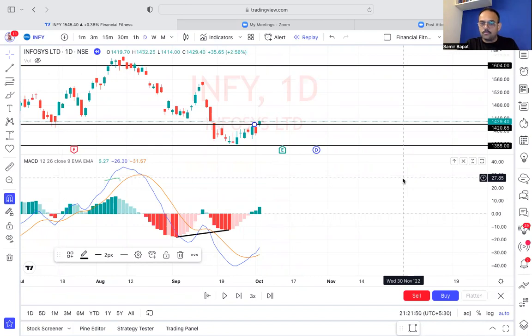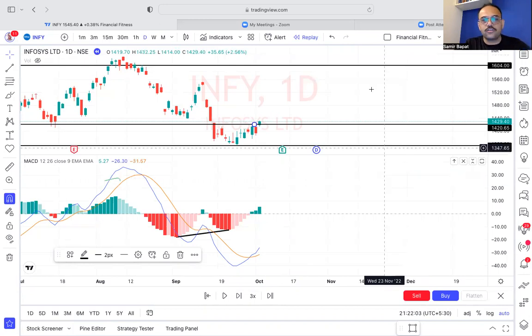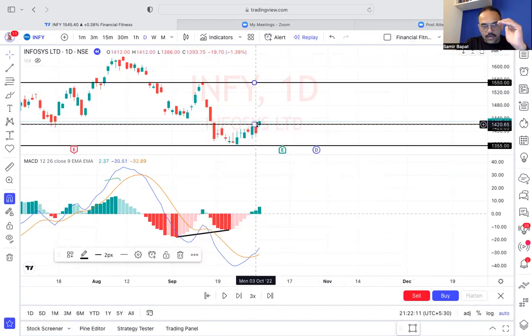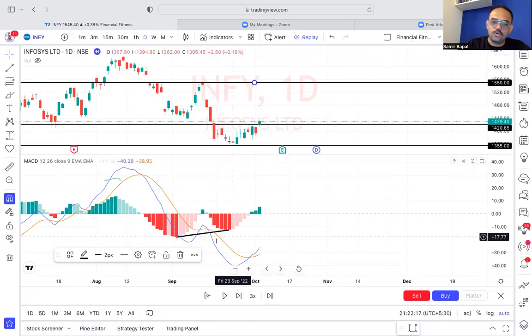1420 minus 1355 equal to 65, into 2 equal to 130, plus 1420 plus 1420 equal to 1550. Okay, so our target is now 1550 because our entry is lower now. Stop loss is this. So whatever we are doing, we will be exiting at 1:2.